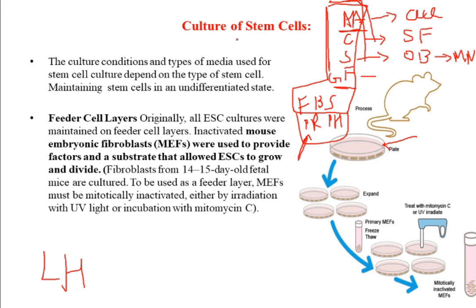So the culturing of stem cells can be done by two processes. The first process is called the feeder cell layer. So you have synthesized the media, and then you add that media into this Petri dish, and what you do, you add inactivated mouse embryonic fibroblast. So this is the fibroblast which is isolated from the mouse, and you culture those fibroblasts, and those fibroblasts produce the colony here.